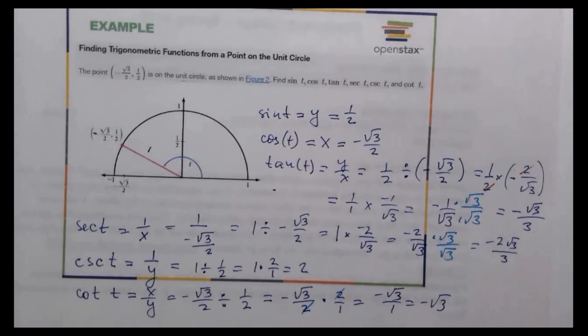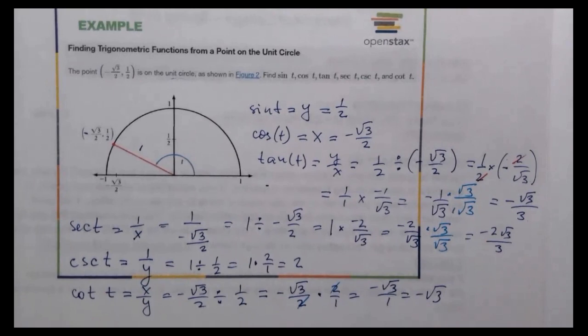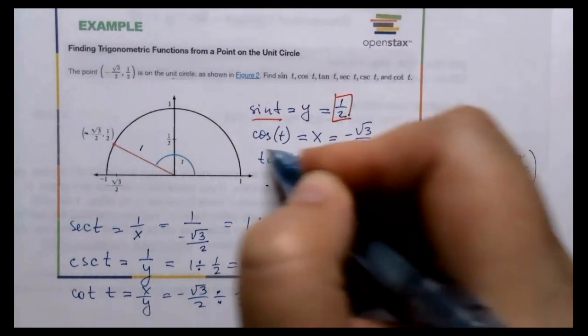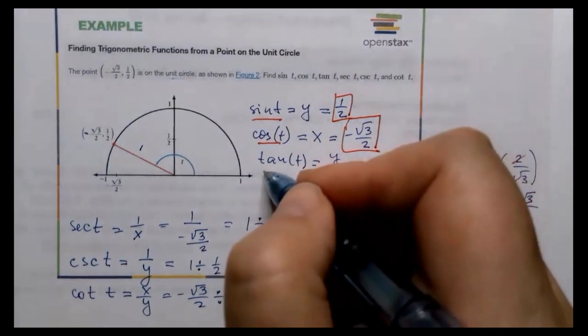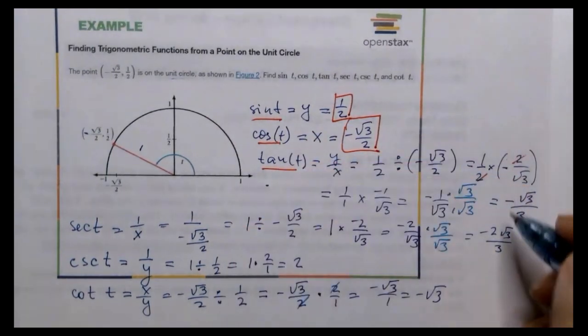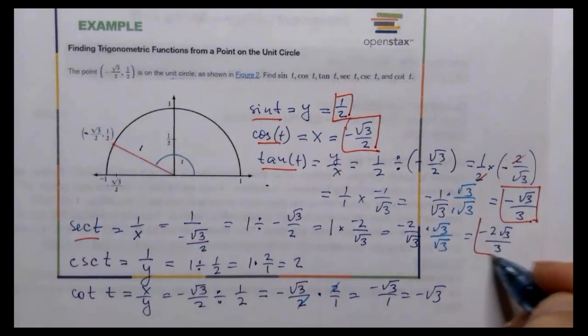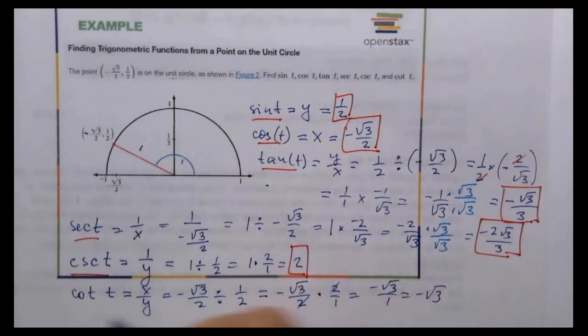All right, so this is how you would do this problem. Let's just highlight the results. Sine t is 1/2. Cosine t is negative root of 3 over 2. Tangent t is negative root of 3 over 3. Secant t is negative 2 root of 3 over 3. Cosecant is just 2, and cotangent t is negative root of 3. This is what we got.